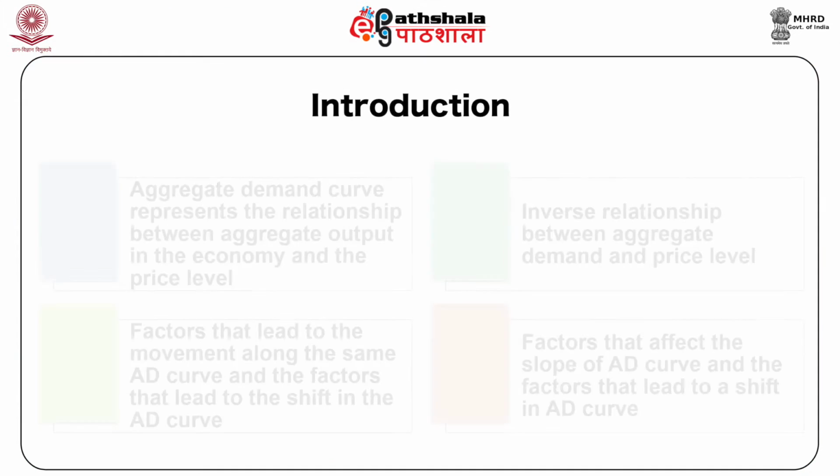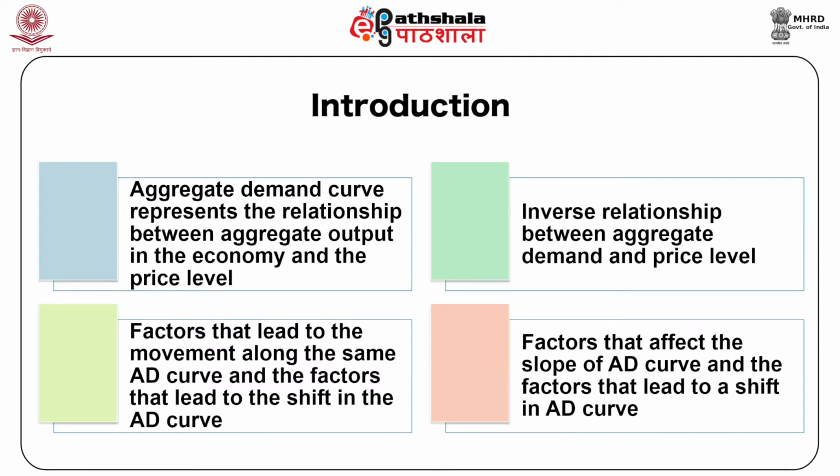In this module, we are going to commence with factors affecting slope and position of aggregate demand curve. Aggregate demand curve represents the relationship between aggregate output in the economy and the price level. There is an inverse relationship between aggregate demand and price level.